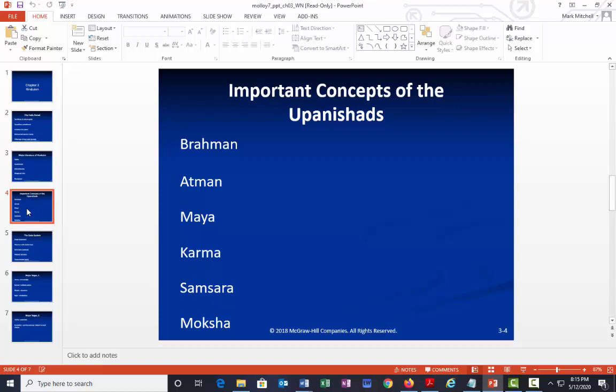Now it goes on to use some words to describe Brahman. Sat, S-A-T, which is one. Chit, C-H-I-T, is another. And Ananda, A-N-A-N-D-A, is another.